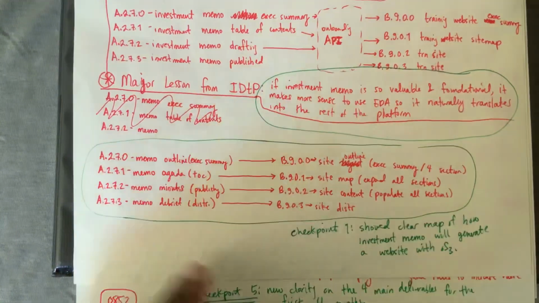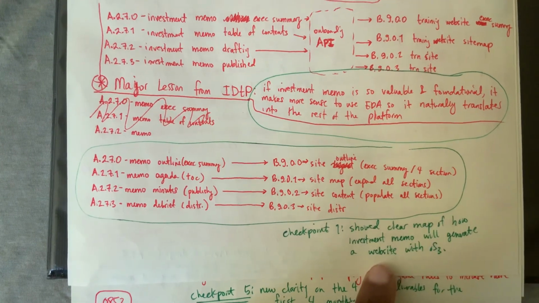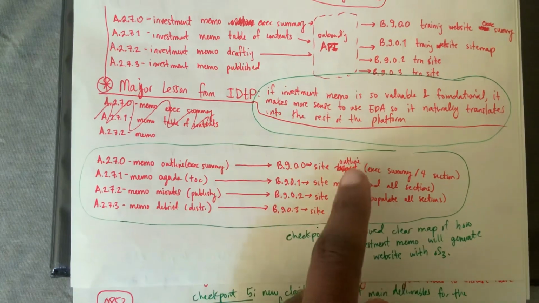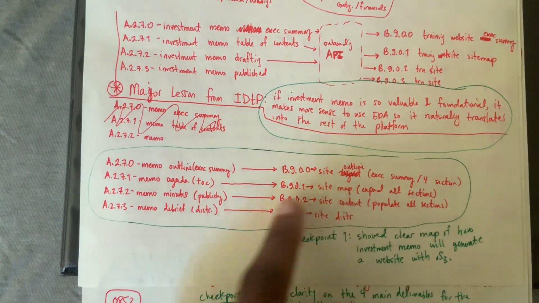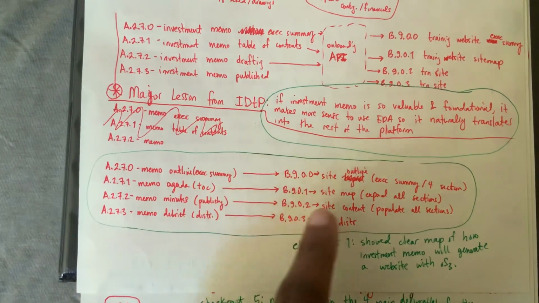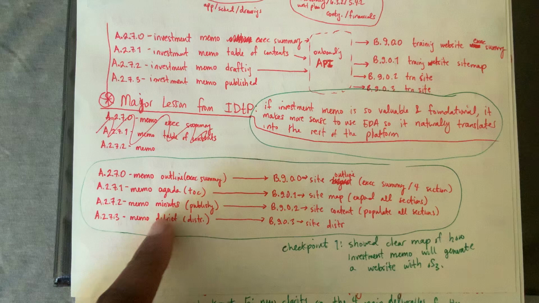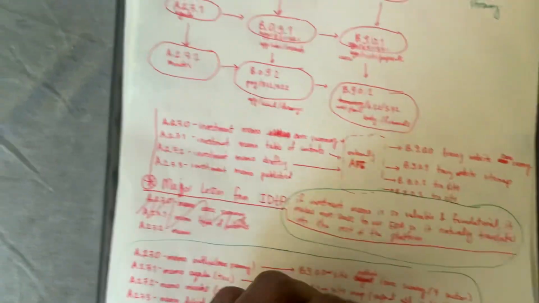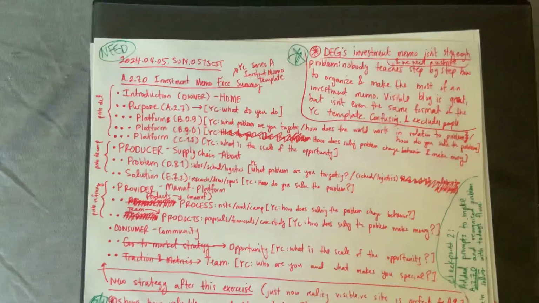So this is just like a checkpoint. I just came up with a clear map to show how the investment memo will generate a website with OS3. So again, outline to site outline, agenda becomes the full site map, the minutes becomes the site content that we populate everything with, and then when we distribute the debrief of the memo, we're distributing the site. So that's like a first iteration here.